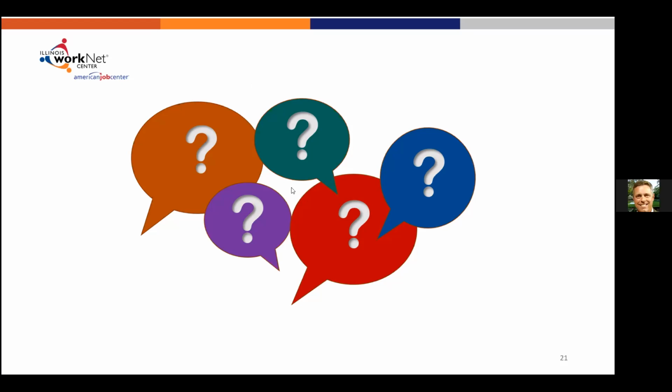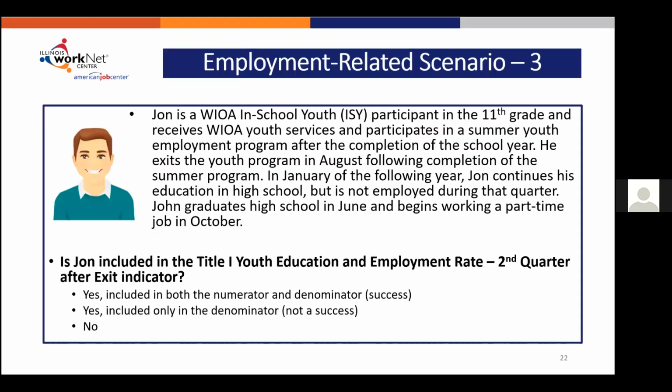Thanks. We'll go on and move on to the next scenario. Here we have John, who is an in-school youth receiving WIOA services and participating in our good old summer youth employment program. After completion of his junior year, 11th grade, he exits the youth program in August following completion of the SYP program, and in January continues his education in his senior year. Again, we'll presume that, with the indication of the 11th grade when we started.